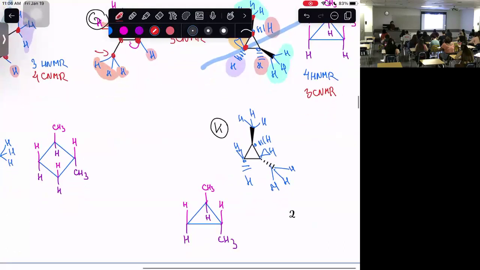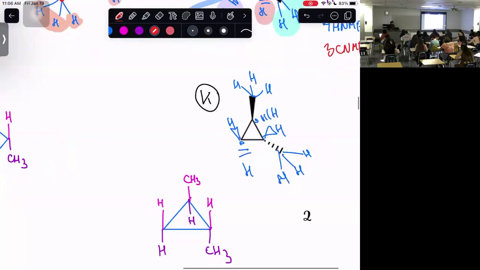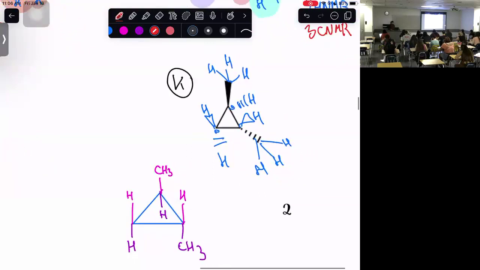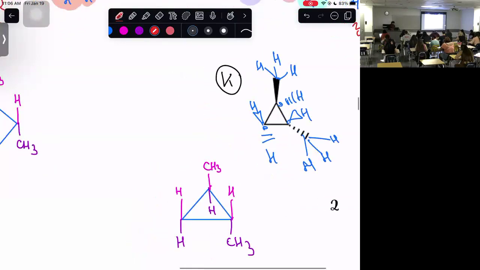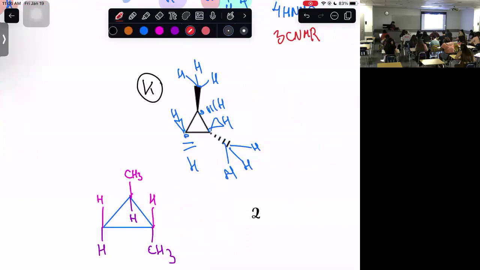Okay, now let's look at molecule K. Slightly different. This one, it's the trans isomer. So how many HNMR signals do you guys see? 3, 4. I heard another 4. 3 now. Be careful with stereochemistry.